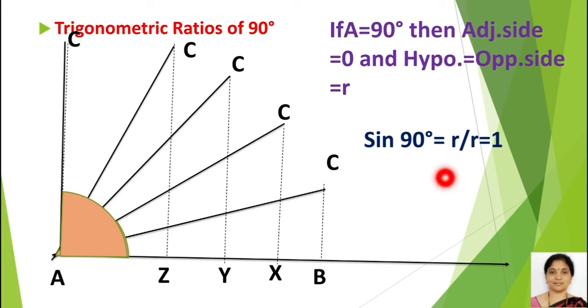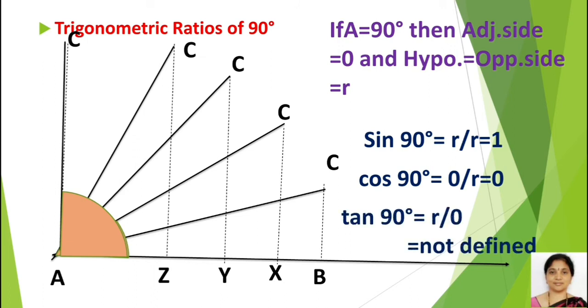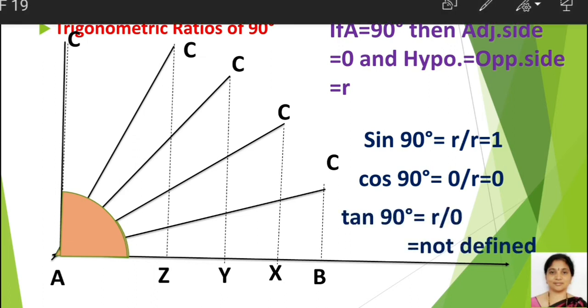Now try to find the value of sin 90 degrees. Sin 90 degrees is opposite by hypotenuse. Opposite is R, hypotenuse is also R. So we get 1. And similarly cos 90 degrees is adjacent by hypotenuse. The adjacent value is decreasing and finally reaches 0. So we get 0 by R, which is equal to 0.